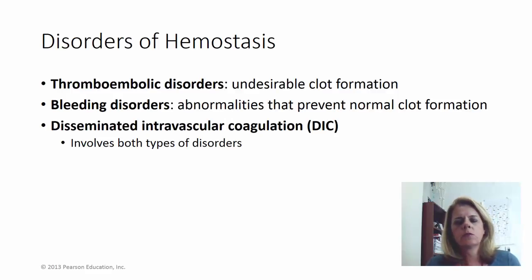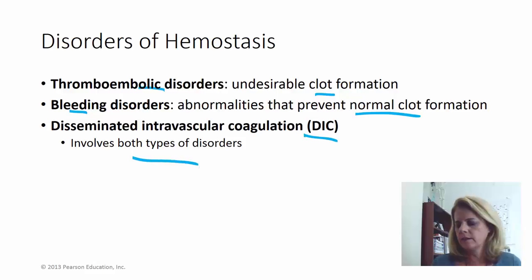So there's several disorders of hemostasis. Remember, hemostasis is how we stop bleeding. And you have what are called thrombolytic disorders, and they're just straight bleeding disorders, and then what's called DIC, or disseminated intravascular coagulation. So a thrombolytic disorder is an undesirable clot formation. So you're getting a clot where you don't want it to. We're going to talk about some times when that would happen. Bleeding disorders are things that don't allow you to form a normal clot. So maybe you're a free bleeder. We'll talk about some things like that. And then DIC, this is when kind of both of these things are going on at the same time.